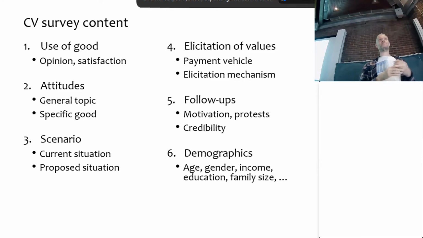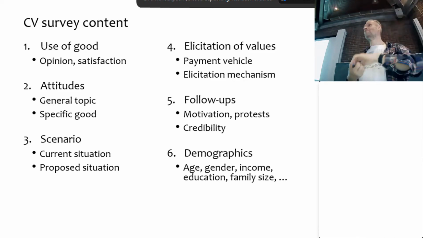So you need to describe the current situation. Antibiotics are essentially unregulated in agriculture at the moment. And then you would need to describe a proposed situation. We're going to raise the price of milk, and we're going to use the proceeds to clean up or reduce the dumping of antibiotics in surface waters, right?